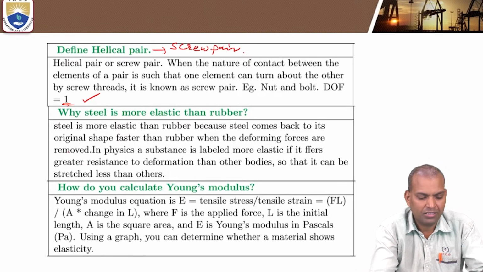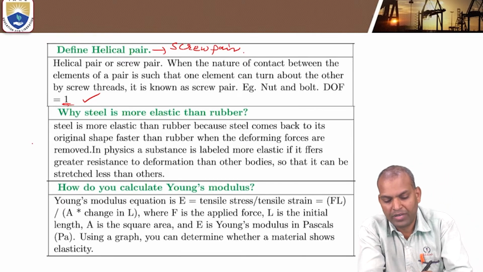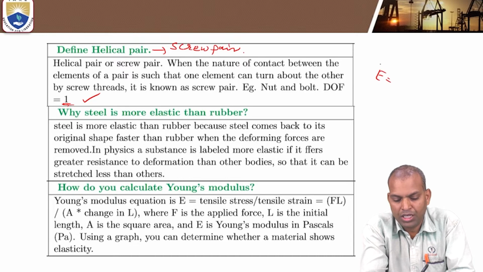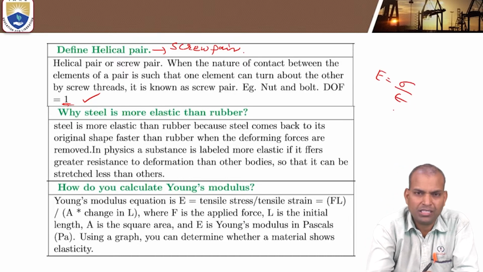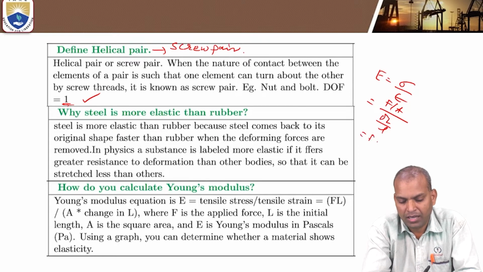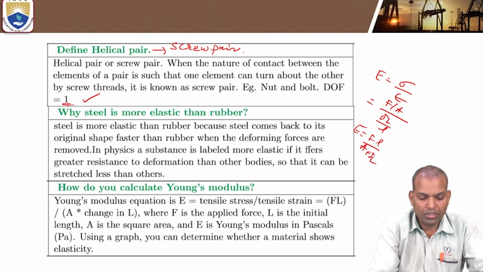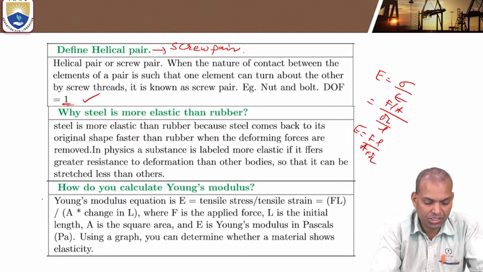Now, what is Young's modulus? Young's modulus is E. E equals stress by strain. It is a concept from strength of materials or engineering mechanics. What is the stress? Load per area, or force per area. What is the strain? Delta L by L. That gives E equals F L by A times delta L. This is the manner in which we can calculate Young's modulus, or modulus of elasticity.